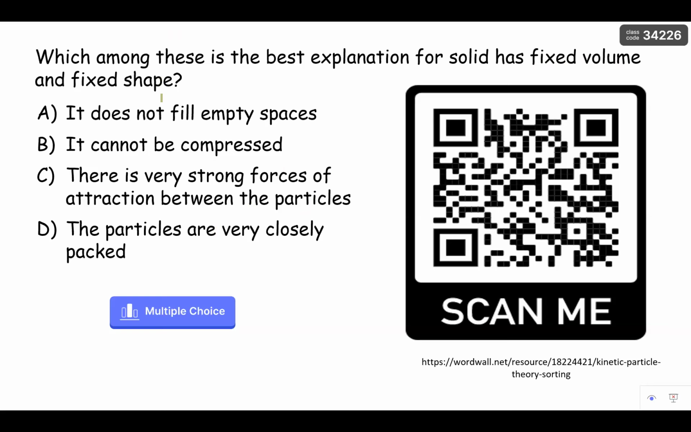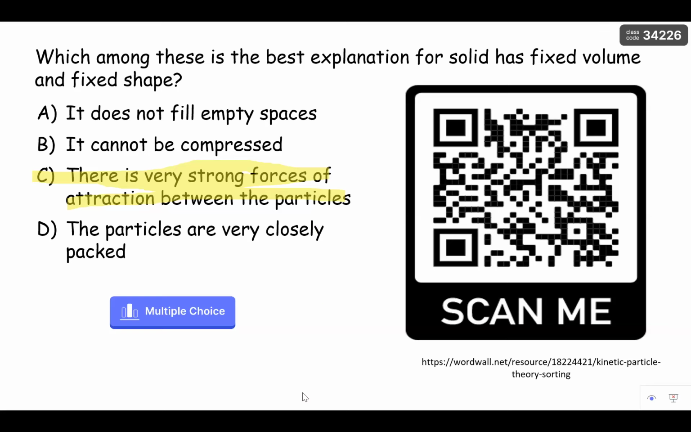And all of this, why are the particles in fixed position? Why are the particles closely packed and cannot be compressed, with very little empty space? It is all because they have very strong forces of attraction. So the forces of attraction are the main thing that governs most of the properties of your solid, liquid, gas. So the answer is C.